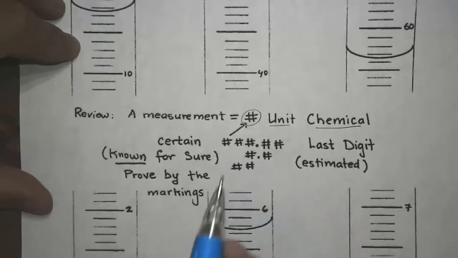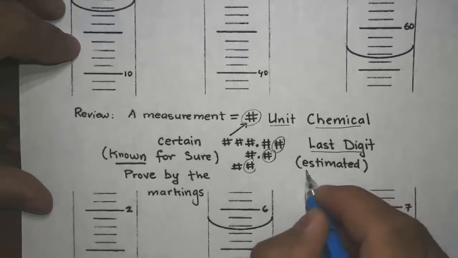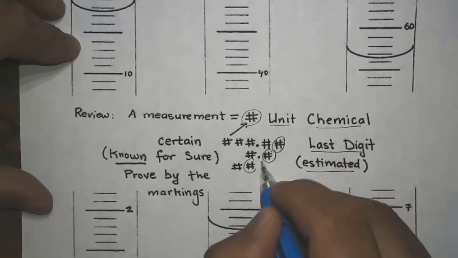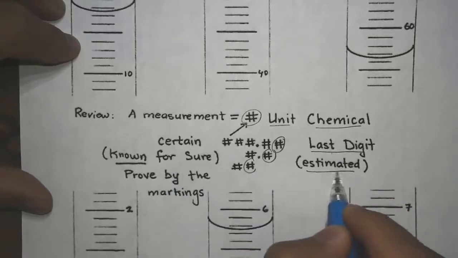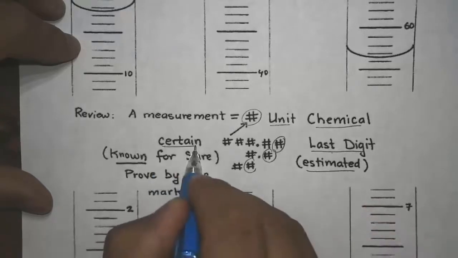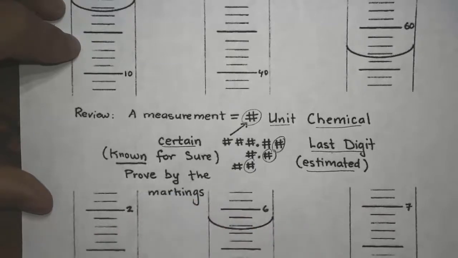That is, how do we determine the number based on an instrument? First of all, a number will have two types of digits. The most obvious one is the last digit of a number. Now, the last digit of a number is where that number ends. But most importantly, it is estimated, so we don't know these values for sure. And then we have the other type of digit, which is the opposite of estimated. That's called certain. So these digits, we know for sure that they are there. And how do we know? It can be proven by the markings on the instrument.